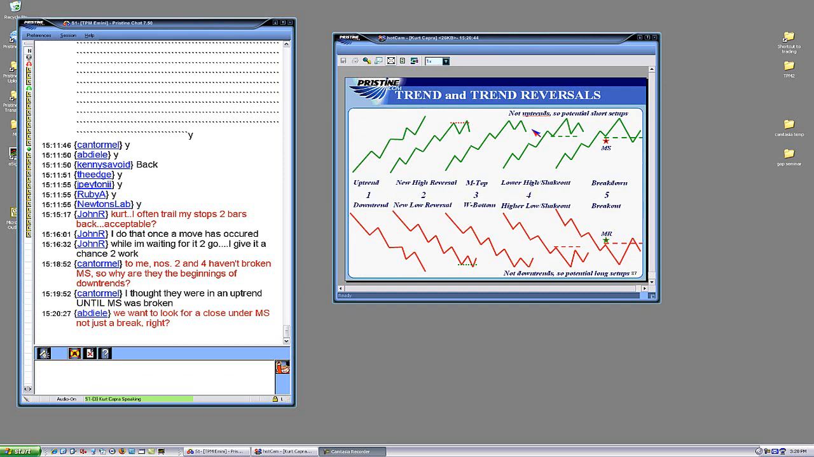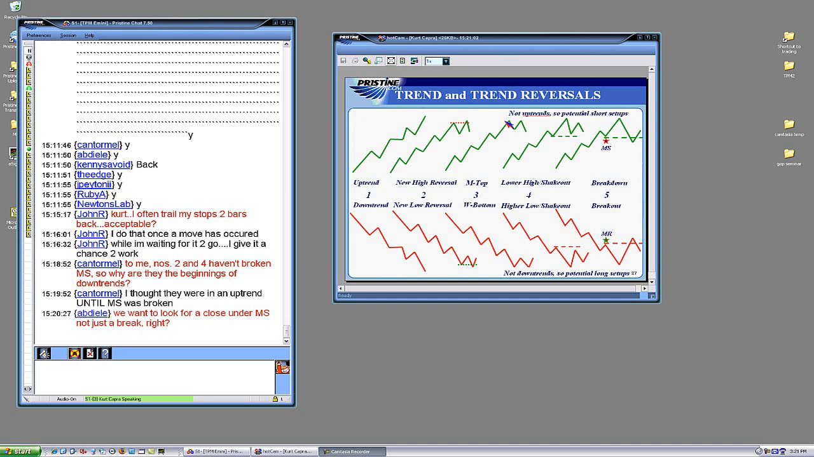Right, you do want to see it close, not just a break. I mean, if it's just a break by 1 or 2 ticks and then it pops back up, that's not significant. You want to see that it can close below it. But if it breaks below it and then you get a bottoming tail, that's kind of just getting crazy.